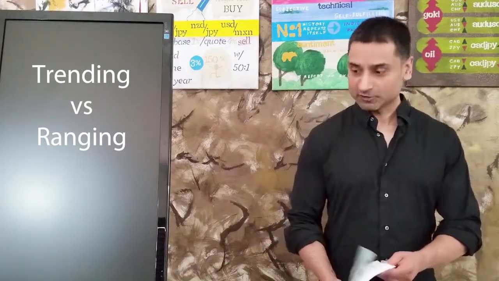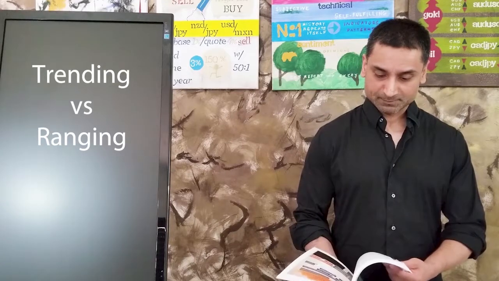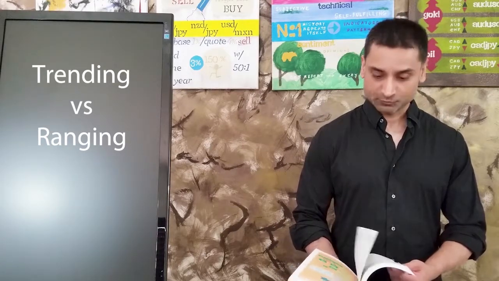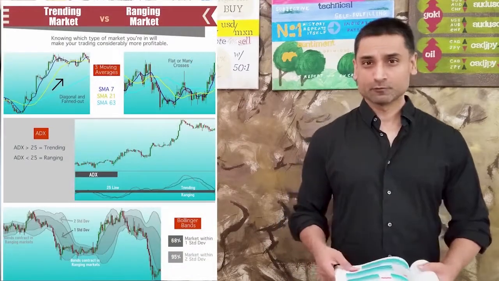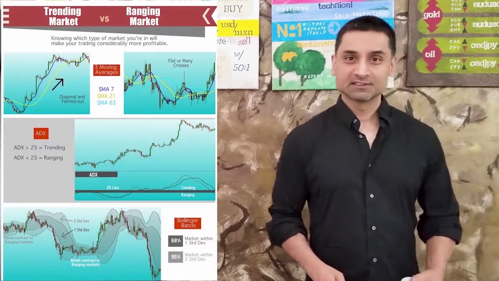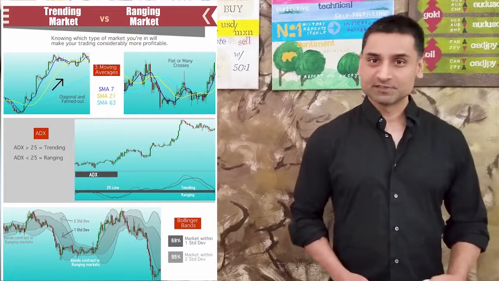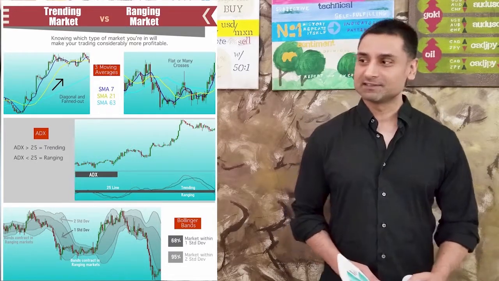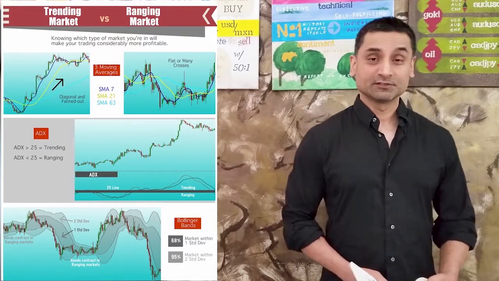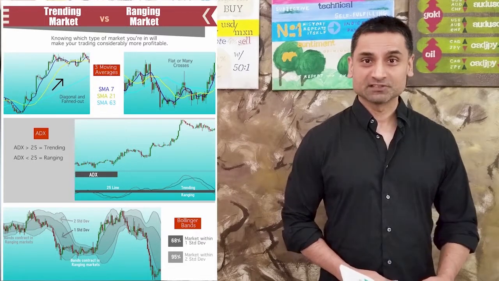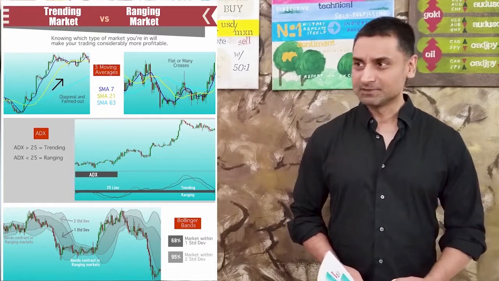If you're following along in the book, the page is called Trending versus Ranging. Now, all 3 of these ways we've covered before in earlier lectures, so you're going to be familiar with them, but we haven't really covered whether it determines if the market is trending or ranging. Maybe one of them is like that.